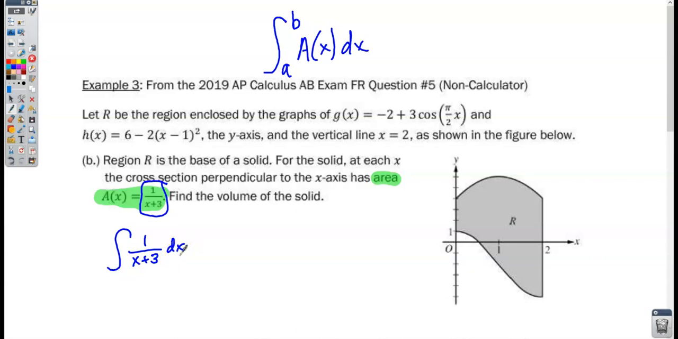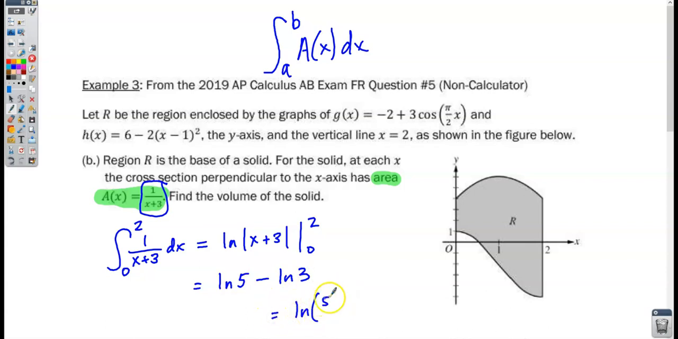And then x goes from 0 to 2, so those are going to be our limits of integration. And we can just go ahead and integrate this. This is a natural log of the absolute value of x plus 3, evaluated from 0 to 2. Both of those result in positive values, so we've got a natural log of 5 minus the natural log of 3. And if you feel like it, you can write that as a single natural logarithm of 5/3. Okay?